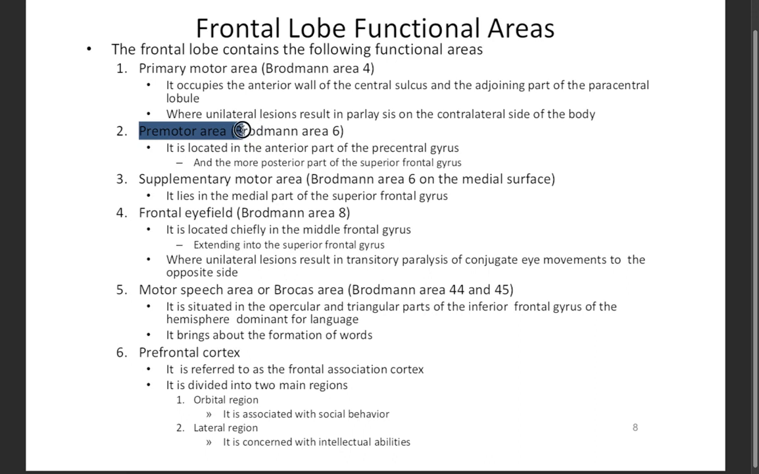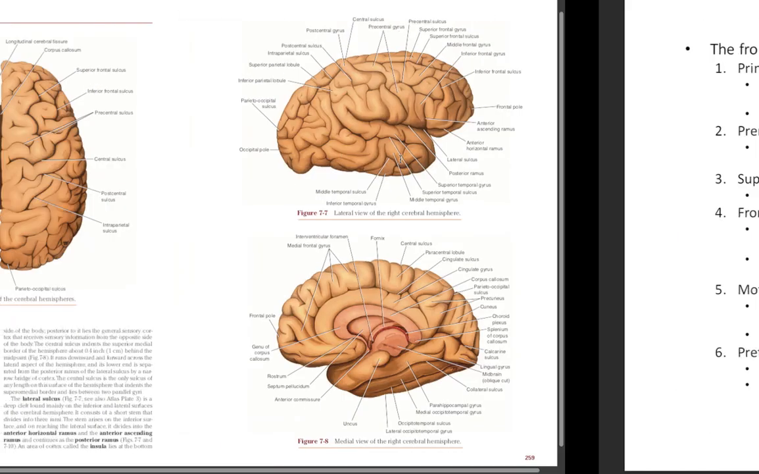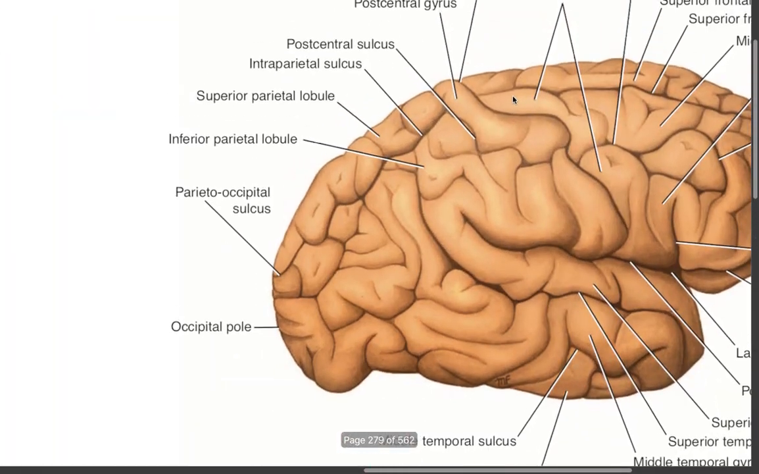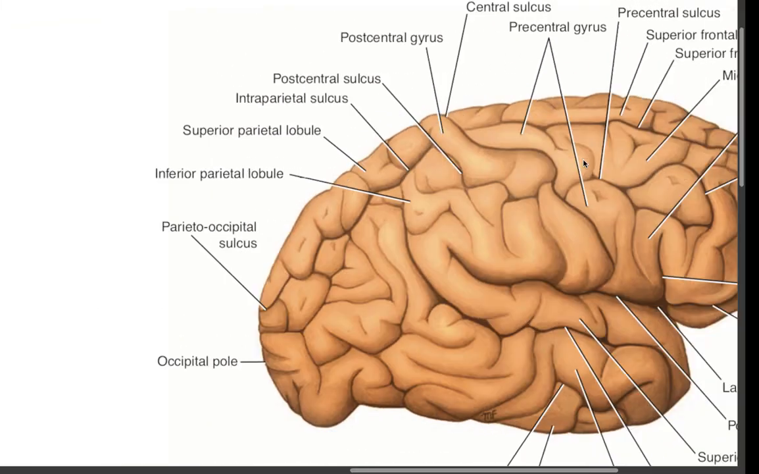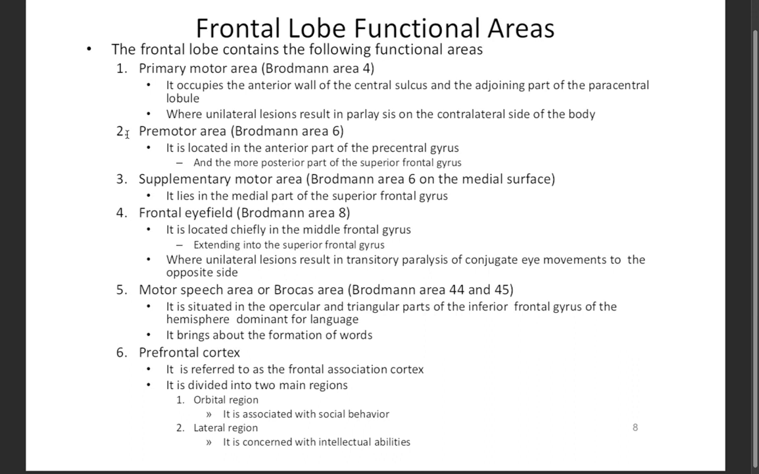Secondly, the premotor area. This is the primary motor, and this is the premotor. Its location is in the anterior part of the precentral gyrus. Now the precentral gyrus, remember what it is? It is anterior to the central sulcus. This is it; we said this is the precentral gyrus. Okay. So anterior to it we will have the premotor area and the more posterior part of the superior frontal gyrus.